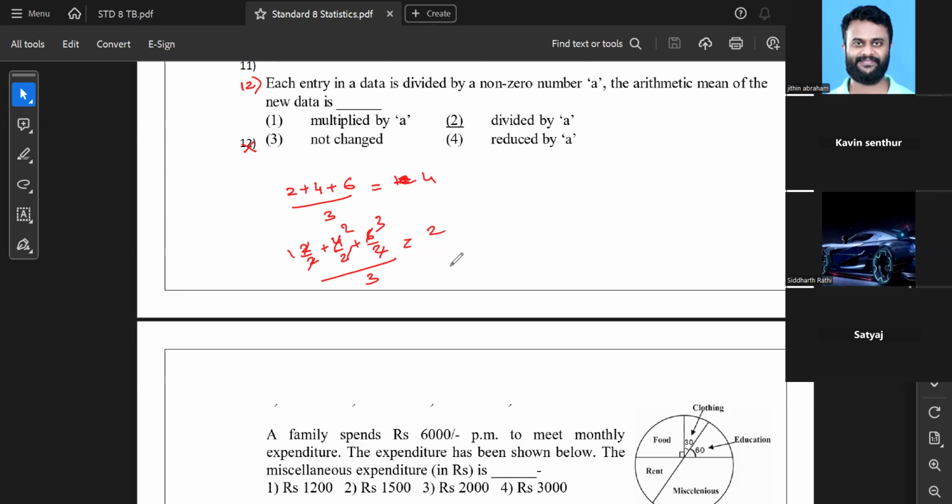In simple language, you can think of it like this. When each and every term is divided by 2, you can simply take it as common outside, and that affects your answer. Hence, when you divide each and every term by some value, your overall average is also divided by that value. Hence, your answer is option 2. Proceeding further.